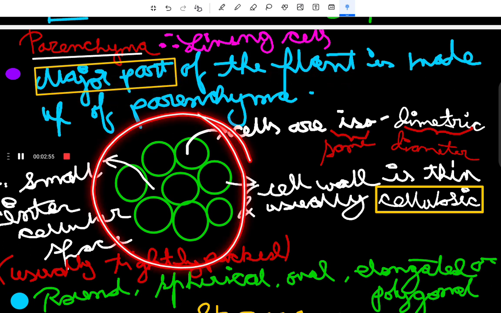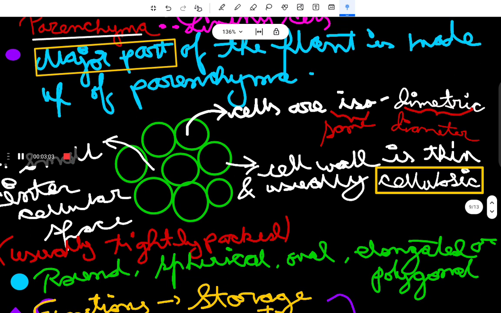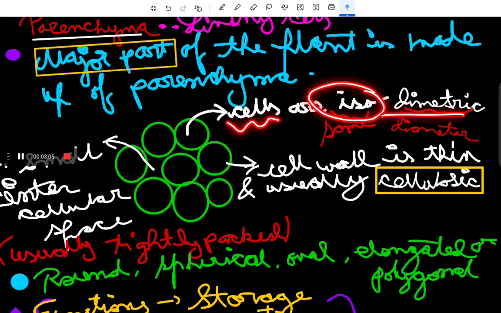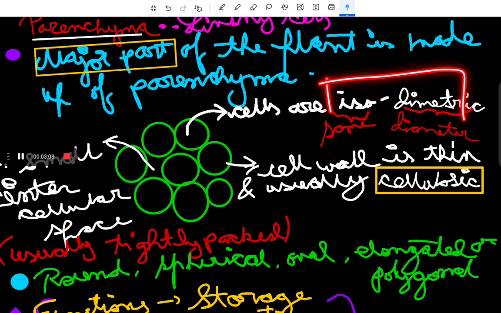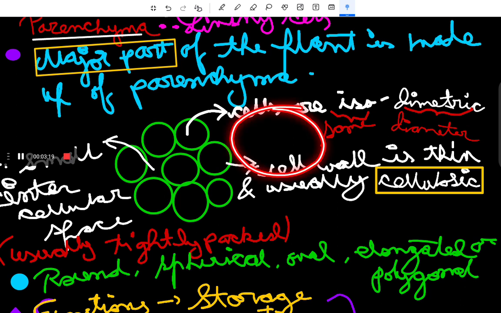Now here is the face of the parenchymatous cells. See? They are round. It is written: the cells are isodiametric. This one is important. Isodiametric. Iso means same, and diametric means diameter. I hope you have learned in math that in a circle, the line which passes through the center is known as the diameter. These cells are of the same shape and size, hence they are isodiametric.